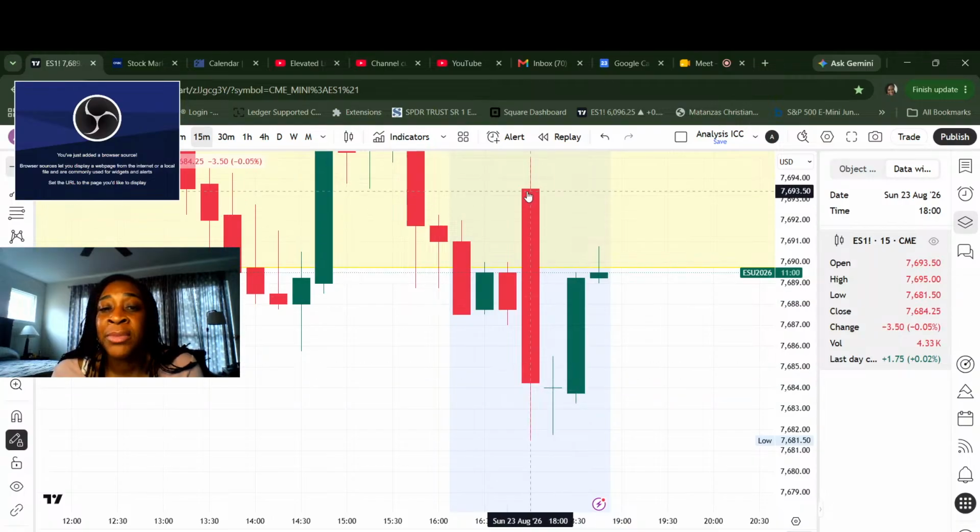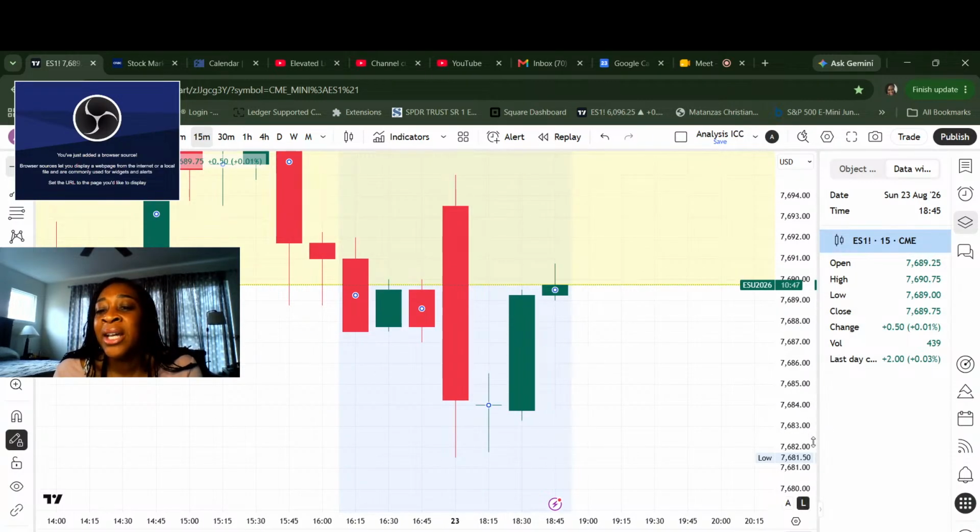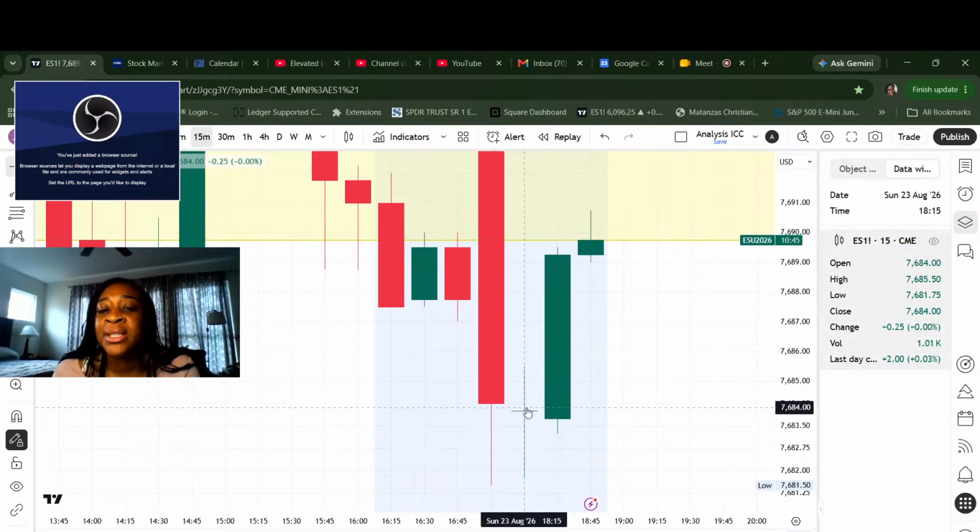So red candles mean the price always closed lower than it opened. Green candles mean they always closed higher than they opened. And this candle right here is called a doji. A doji is essentially a candle where the price opened and closed almost at the same point. Sometimes they're red and sometimes they're green if they're slightly different. You can have a red doji and a green doji, but this is a green doji.